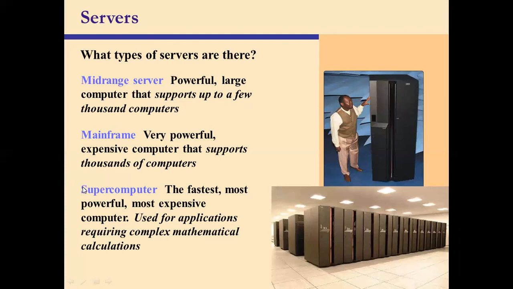And the next one, the most powerful, is the supercomputer. Like I said before, it is used by the space people, NASA. These are the fastest, most powerful, and most expensive computers. If you buy one supercomputer, in that price range you can buy almost hundreds of mainframe or mid-range servers. They are that expensive, used for applications requiring complex mathematical calculations. All the communication that NASA performs is based on waves and mathematical calculations.